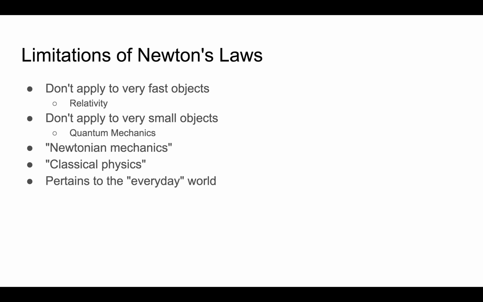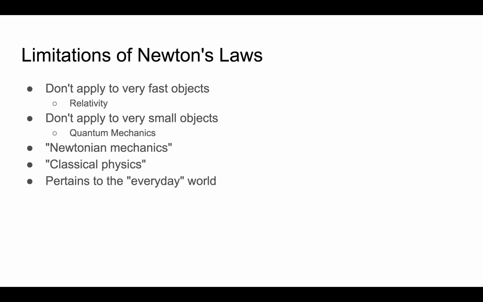So we will go more into what each of these individual laws means one at a time, but first I want to go over some limitations of Newton's laws. Newton's laws don't apply to very fast objects. That's the domain of relativity, special and general relativity developed by Albert Einstein in the 20th century.